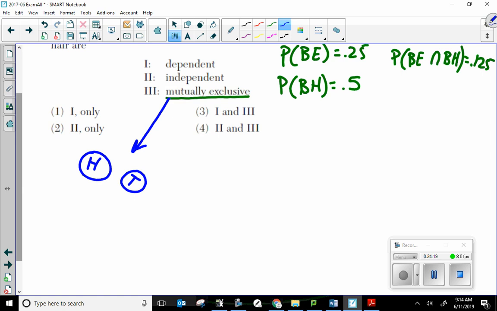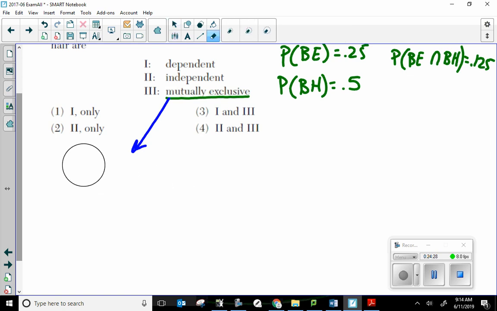I can't land on heads and tails. That's impossible. So these two events are mutually exclusive. All right? That has never come up on a test that I've ever seen. And watch, it'll come up soon. But I've never seen it. It is always a check for independence.